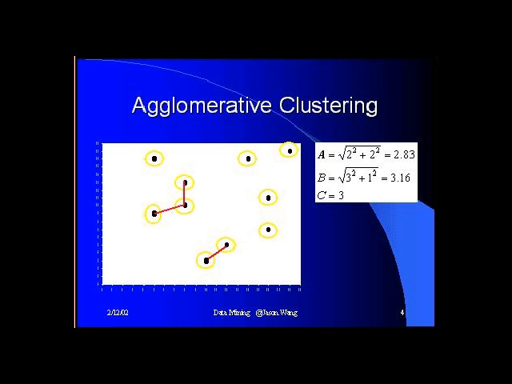Which one gives you the smallest number? A is smallest, meaning that these two data points are closest. Therefore, these two clusters are closest, because right now each cluster has only one data point. So we should merge these two clusters. Our algorithm tells us that we should merge the two nearest clusters at each step, in each iteration, right? So in this iteration, I merge these two clusters.